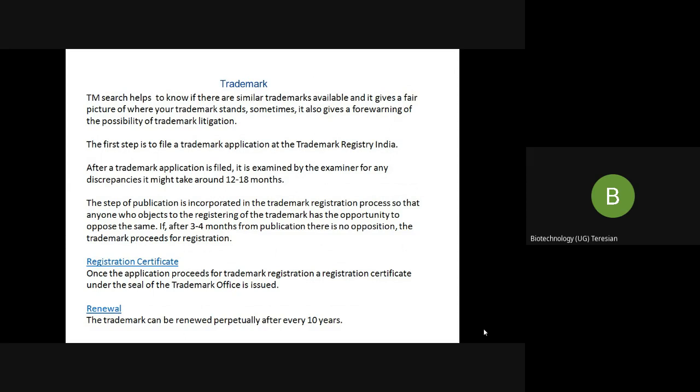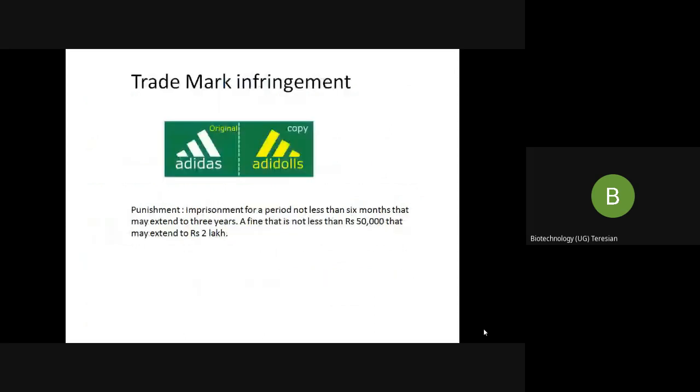So then next, what is the registration certificate? Once the application proceeds for the trademark registration, a registration certificate under the seal of the trademark office is issued, telling that this trademark belongs to you. And you can go for the renewal of your trademark every 10 years.